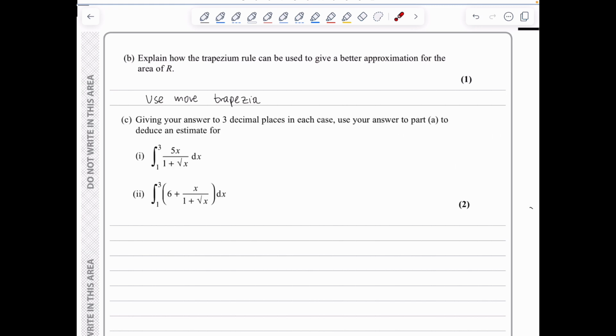In C, we need to use our answer to part A to deduce estimates for these two integrals, giving our answer to 3 decimal places. Well, we know from part A that the integral of x over 1 plus root x dx from 1 to 3 is approximately 1.635125. And in I, we need to estimate the integral from 1 up to 3 of 5x over 1 plus root x dx. Well, we know that the 5 can come out of the integral, so this is 5 times the integral from 1 to 3 of x over 1 plus root x dx.